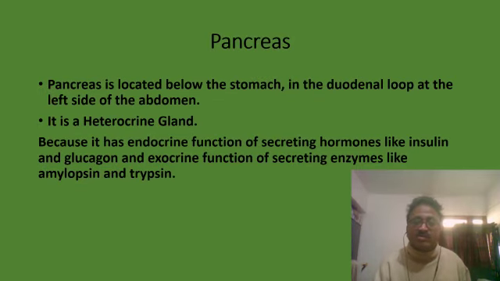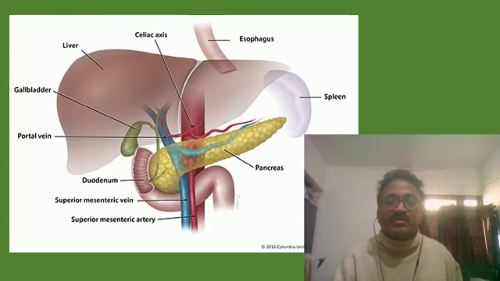So when you explain why the pancreas is known as a heterocrine gland, your answer should have six important keywords. One is endocrine, hormone, insulin, then exocrine, enzymes, and one example of an enzyme. You can see the pancreas. This is a yellowish colored gland, that is the pancreas.